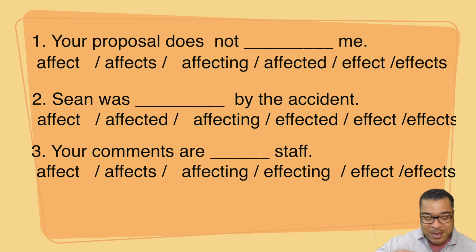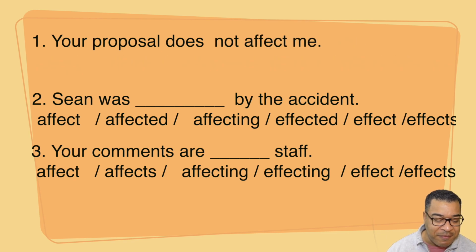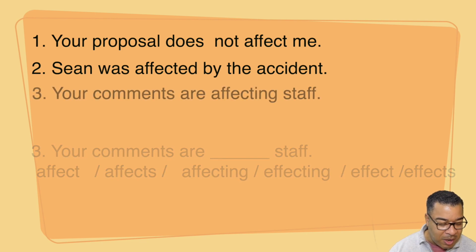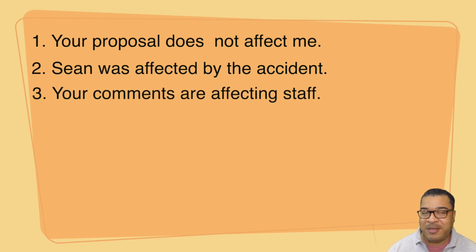Let's check the answers. Number 1, your proposal does not affect me. Affect. So it doesn't change me at all. It doesn't affect me. Number 2, Sean was affected by the accident. So here you can tell it's a verb because it's past tense. So this one is affect. Number 3, your comments are affecting the staff. Here, your comments are changing the staff. Okay, so here this is a verb, affecting. All right, guys, how did you do?